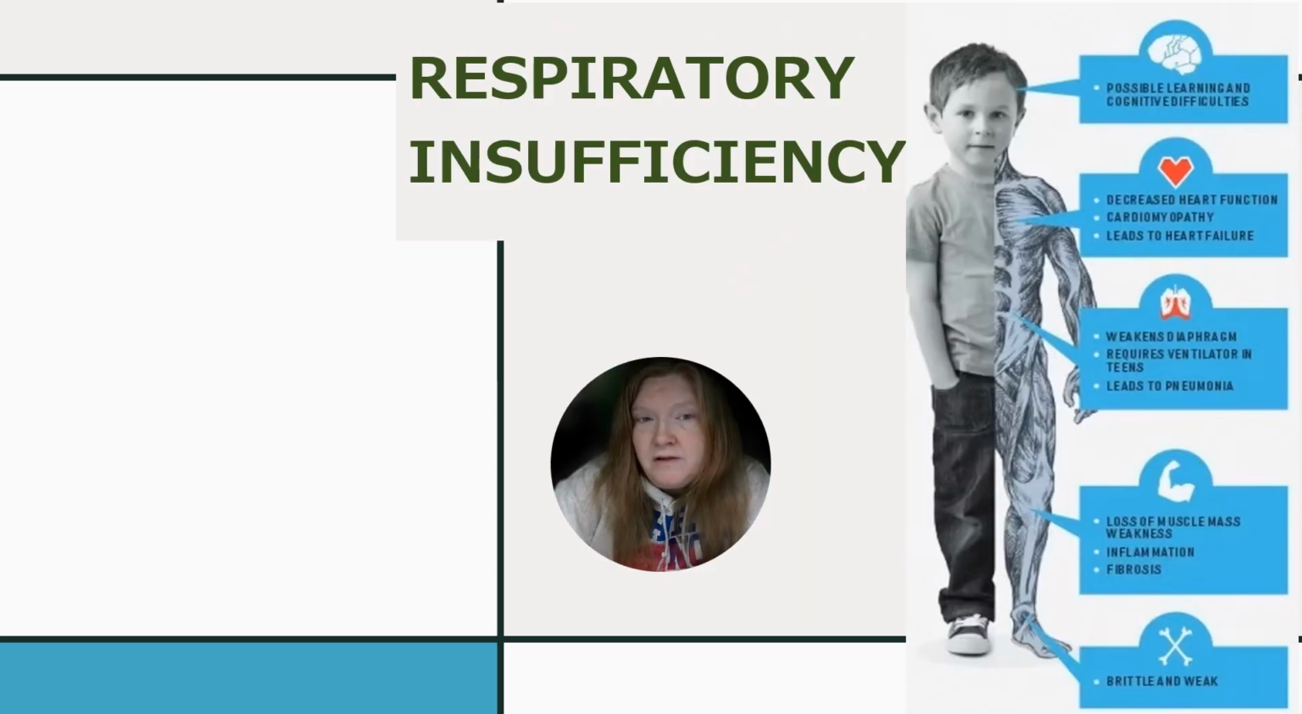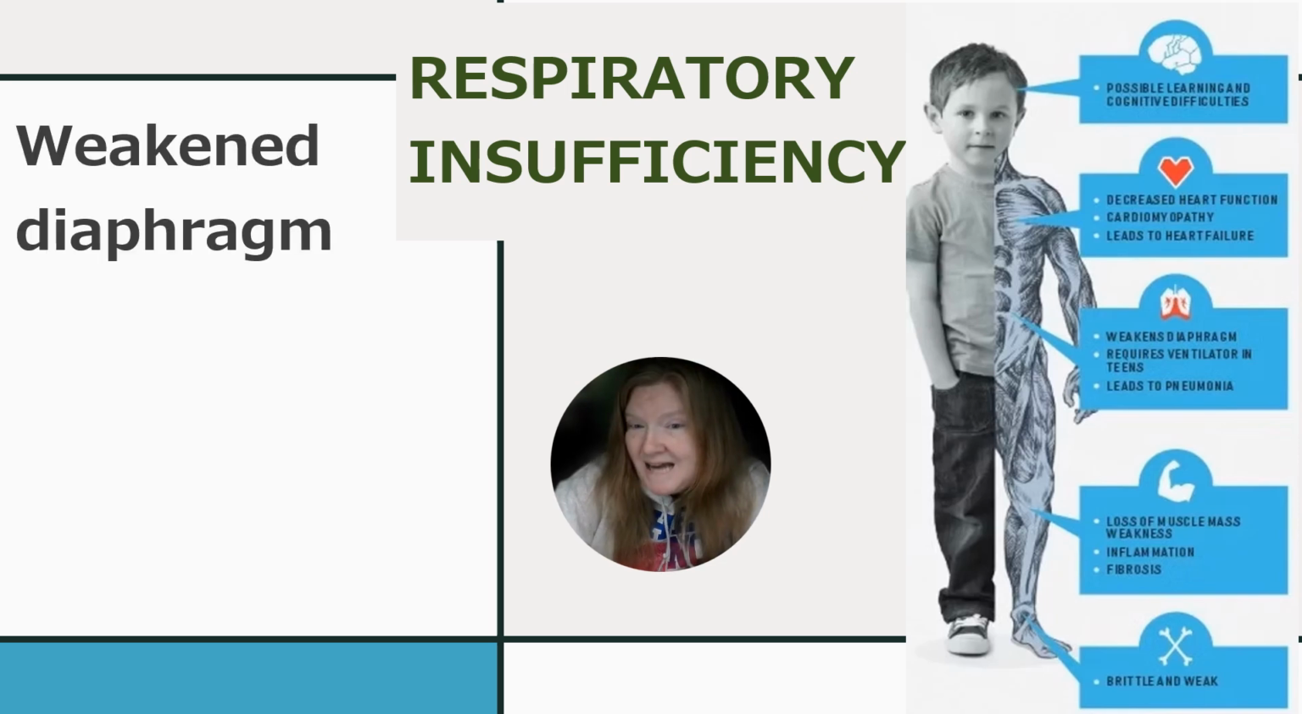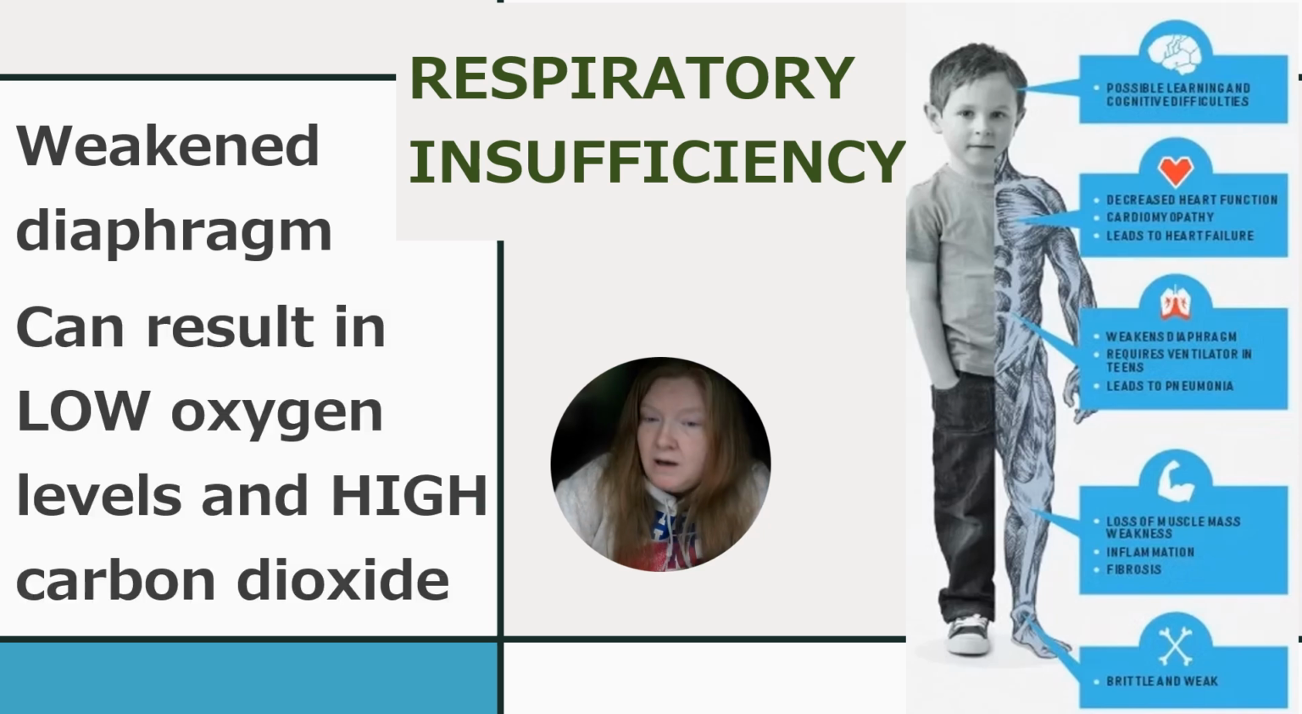In addition, another factor is respiratory insufficiency. Well, the diaphragm is a muscle, and so the diaphragm will also be weakened. Because of that, this can result in low levels of oxygen and high levels of carbon dioxide, which affects, in addition, the acidity of the blood, creating even more problems.